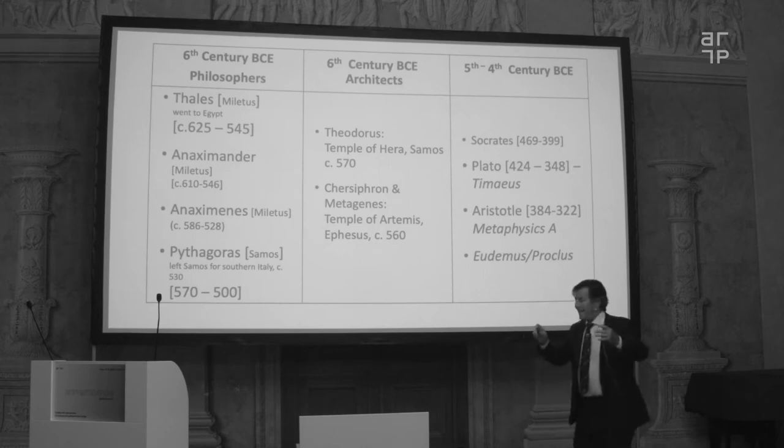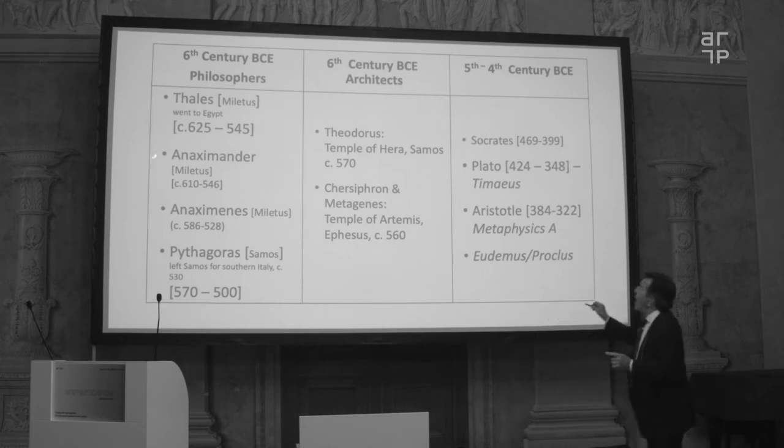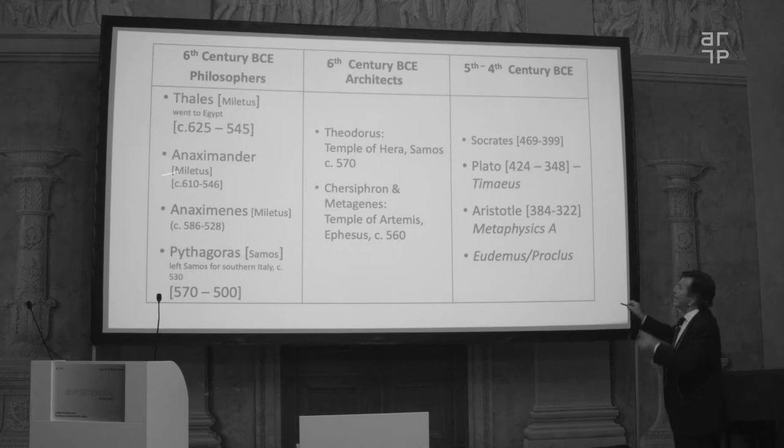Now, here's the cast of characters in the first story. Anaximander, who is living on these dates, and contemporaneously, Theodorus, the architect of the Temple of Hera in Samos, and Chersiphron and Metagenes, the architects of the Temple of Artemis in Ephesus.